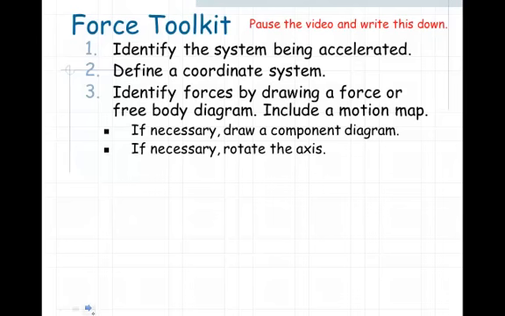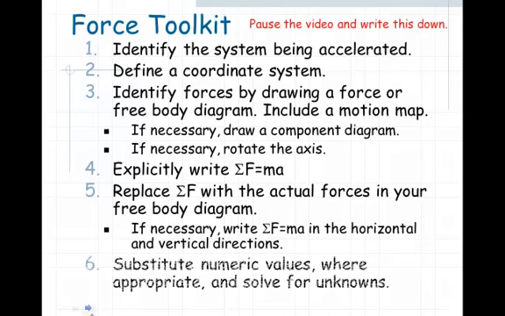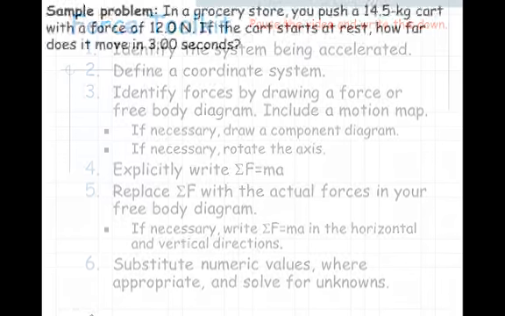If necessary, draw a component diagram, and if necessary, rotate the axes. Explicitly write the sum of the forces equals mass times acceleration. Replace the sum of the forces with the actual forces in your free body diagram, and if necessary, write the sum of the forces equals ma in the horizontal and vertical directions. Substitute numeric values where appropriate and solve for unknowns.